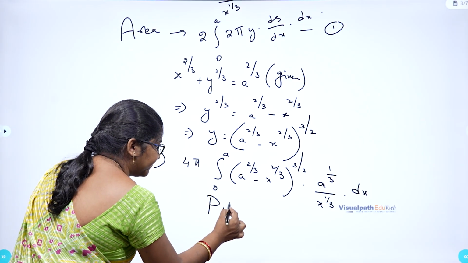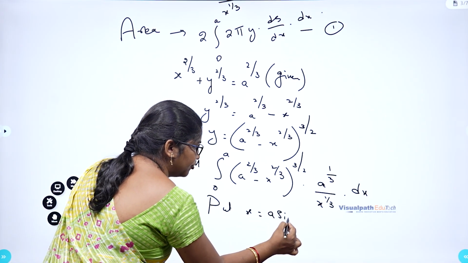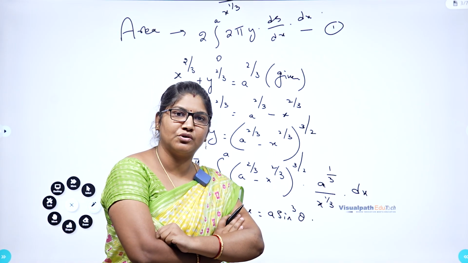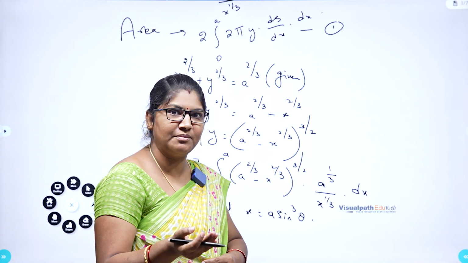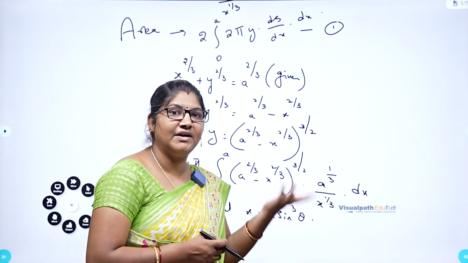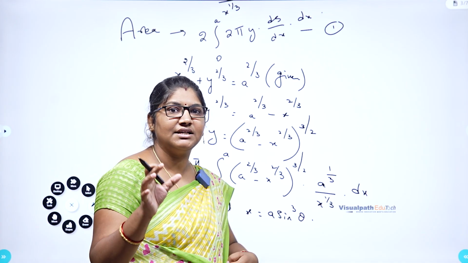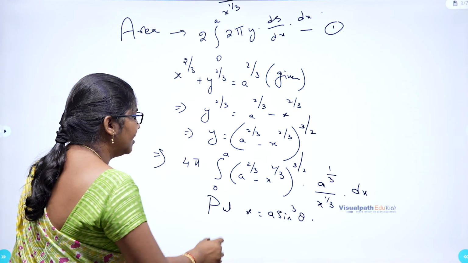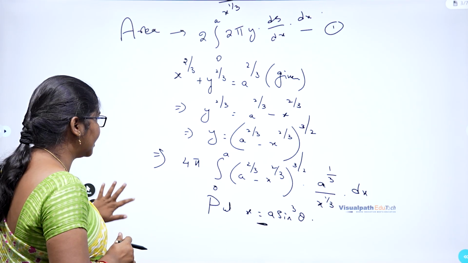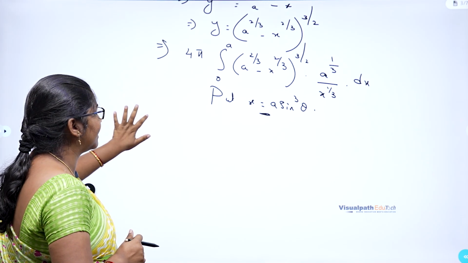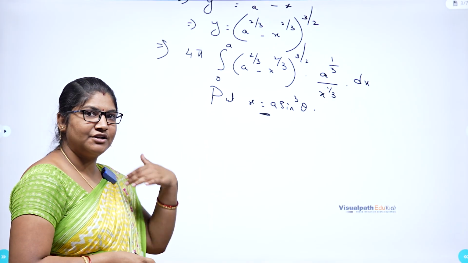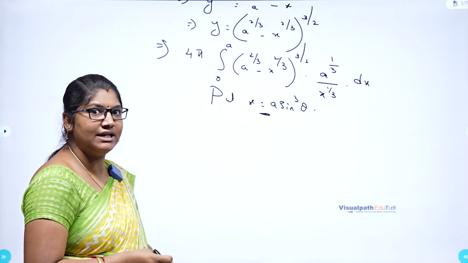Put x is equal to a sine cube theta. If the integration is not possible, in our previous problems also, what did we do? We did the substitution method. If you observe length problems and volume problems also, when the integration is not possible, we did it by substitution. Here also, we are doing it by the substitution method. Put x is equal to a sine cube theta. When we are substituting something, we have to change the limits also.